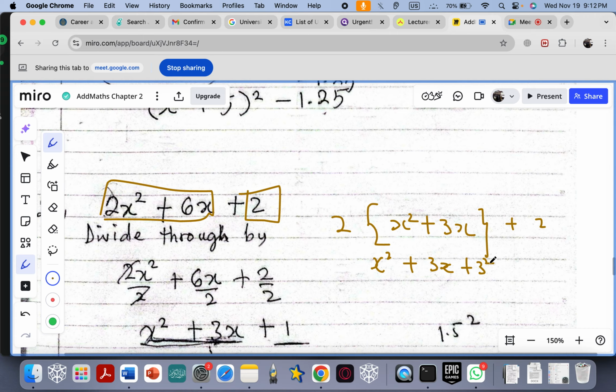And then you say plus this 2, plus 2. This one square, you get 9, minus 9. So 2 minus 9, you get negative 7. So here you get 2, this one is square, remember that. You have 2 times x plus 3 squared, negative 7. So that would be your function: 2 into x plus 3 square.